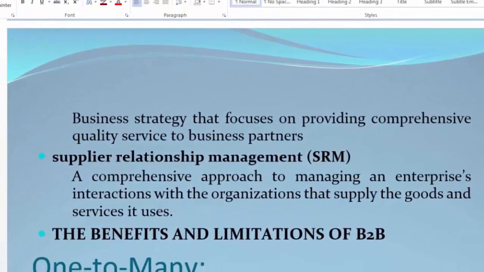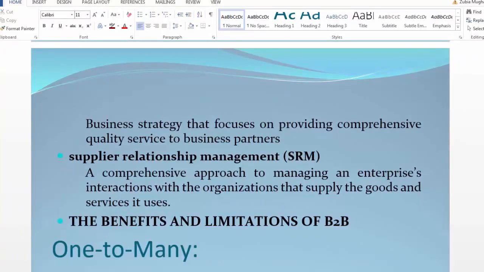Business strategy that focuses on providing comprehensive quality services to business partners. That's partner resource management. So what happens is that it's a system of data processing, information sharing, information gathering, information organization, database, and updating all the information so that you are able to supply the best possible quality, value, efficiency to your customer. This is all about business to business. What kind of partnerships you have with other businesses.